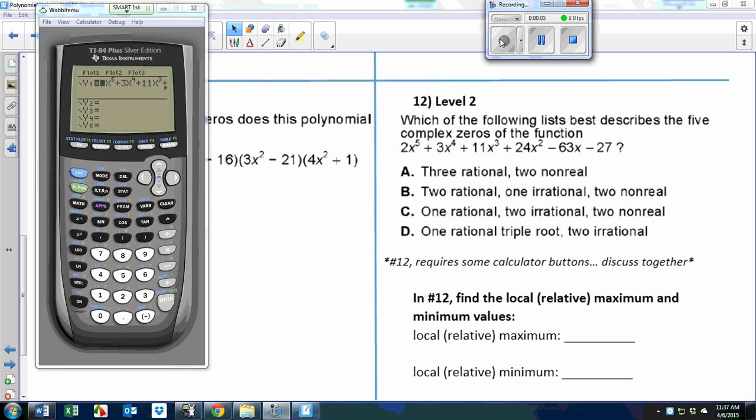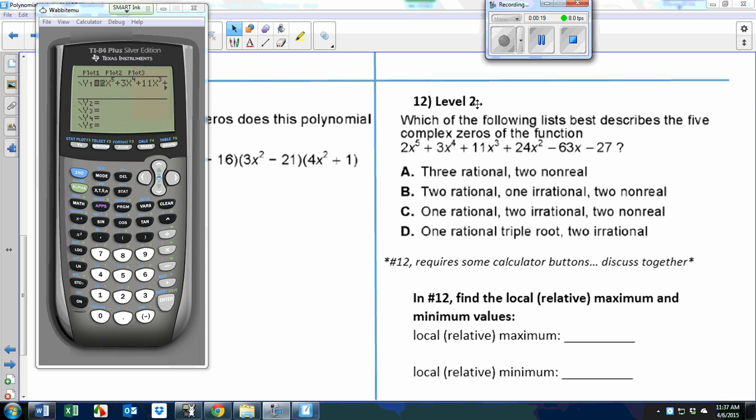All right, this video is for question number 5 on the constructed response, which is basically everything in the calculator. You have to find the right window, find the maxes and mins, and calculate the zeros. So we're going to use question 12 on the multiple choice to review that.